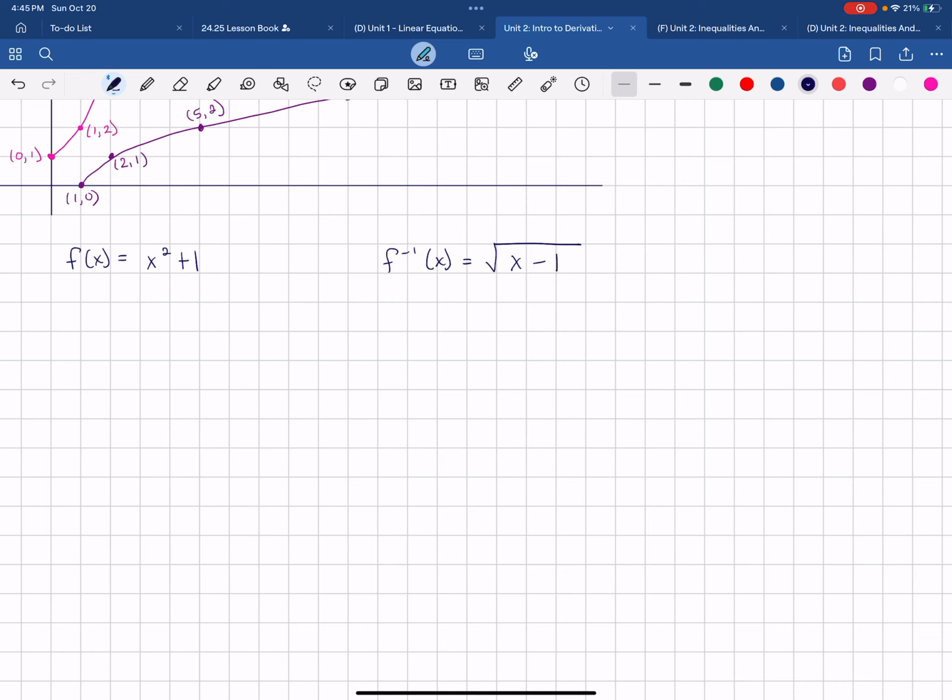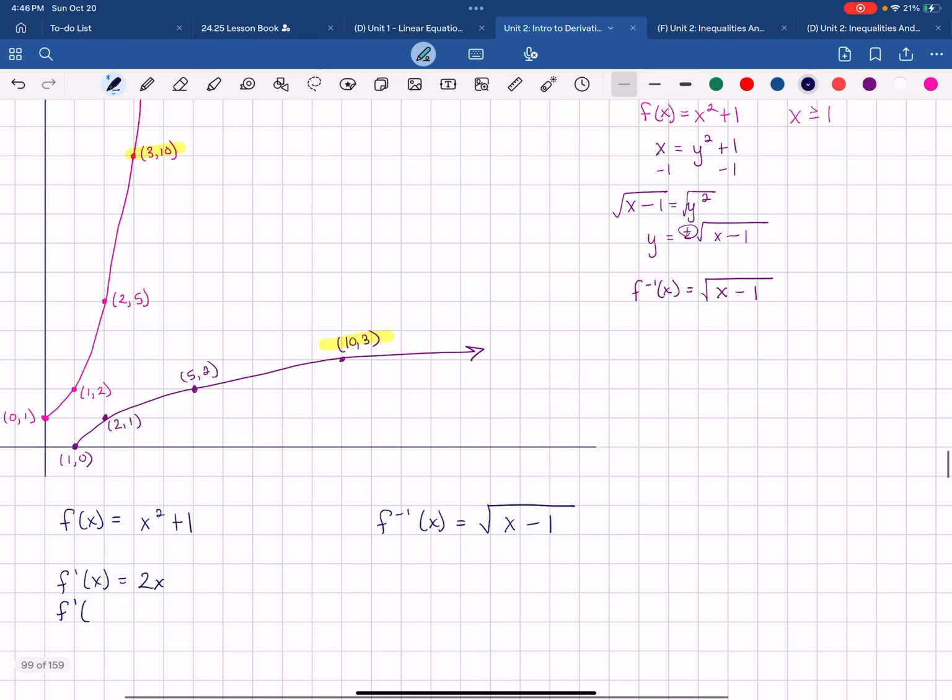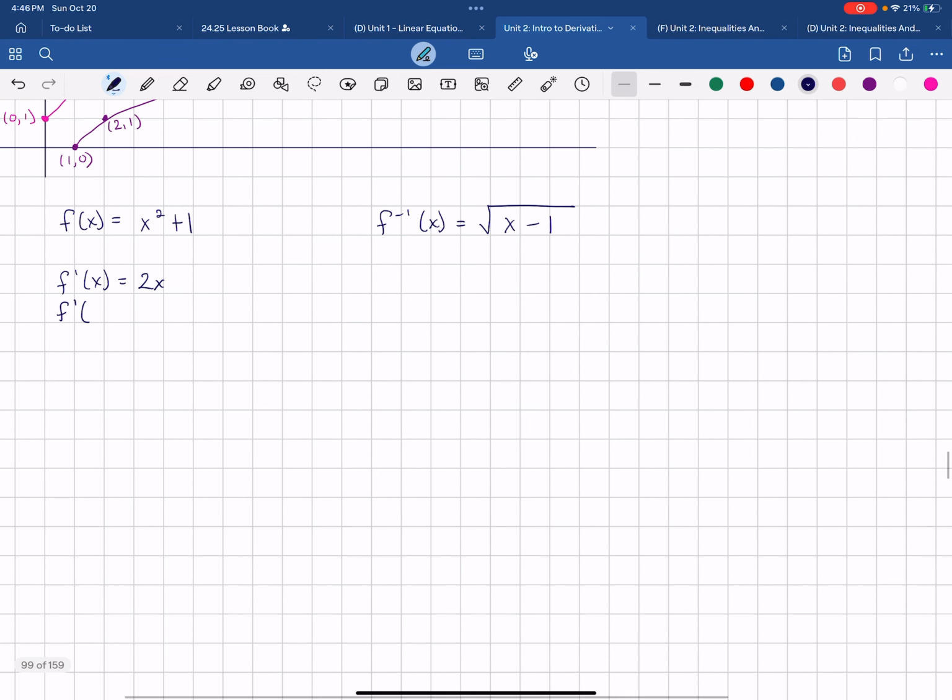So the derivative of this function, f prime of x, is just going to be 2x. If I evaluate that at the highlighted point, (3, 10), so if I evaluate that at 3, I get 6. I'm going to do the same thing here. I'm now going to take the derivative of this function, which we can write in a couple of different ways. I'm going to use this notation this time, d dx of f inverse of x. We get 1 over 2 square root of x minus 1.